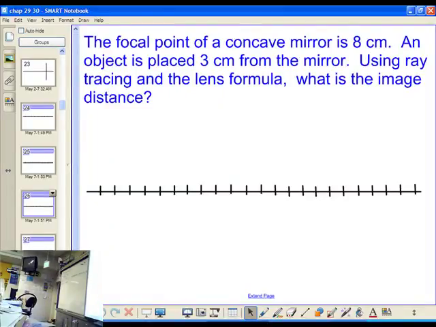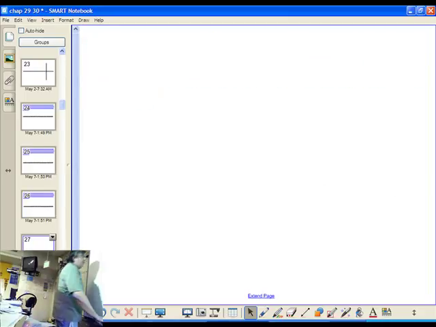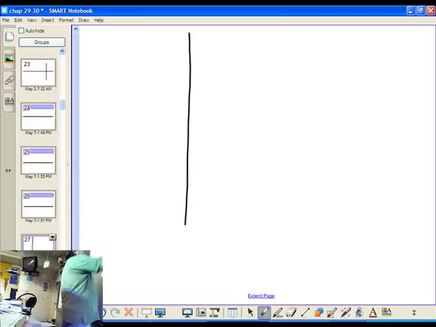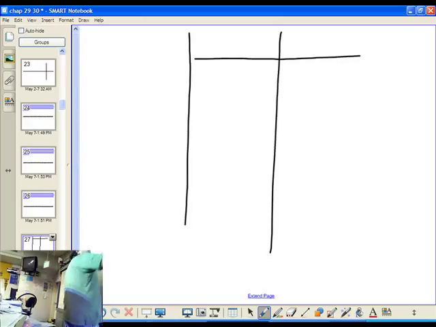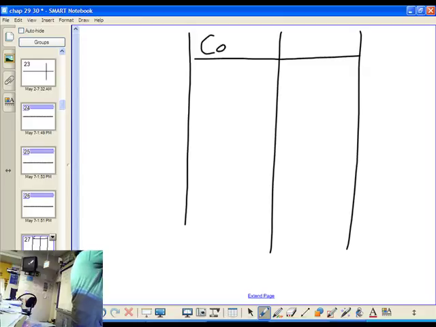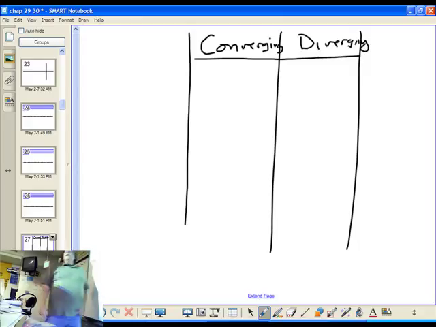Okay, so before we do this problem though, we need a little sign convention. This is for your problems, for when you do the formula here. Basically, in your table, we're going to have two columns. One is for converging and one is for diverging. These sign conventions are the same for lenses as they are for mirrors, but the shapes are kind of opposite.